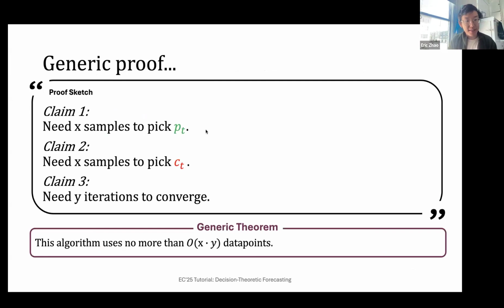One last thing I'll say is that this example of a proof of the multi-calibration algorithm I gave, because we can write every calibration algorithm in this framework, the proof for complexity also follows pretty generically, which is I make 3 claims. I need X samples for my learner, I need X samples for my adversary, and I need Y iterations to converge. And if all of that follows, then the total number of data points I need is on the order of X times Y, which is a simple enough recipe to follow if you find yourself working with your own definition of calibration.